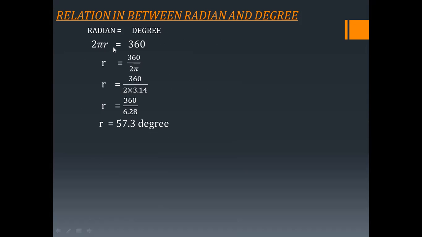2 pi is the value of the total circular path, and here the angle completed by the body is 360 degree. If we find the value of one radian, it is 360 divided by 2 pi, where the value of pi is constant. 1 radian is equal to 360 upon 2 into 3.14. Definitely this value will be 6.28. When we divide 360 by 6.28, we get the answer in degree. It means 1 radian is equal to 57.3 degree. So this is the relationship between degree and radian.